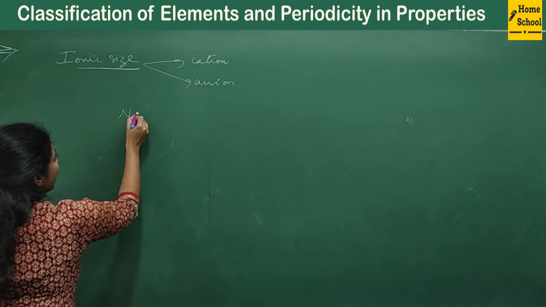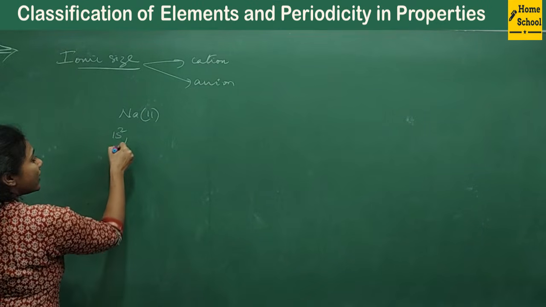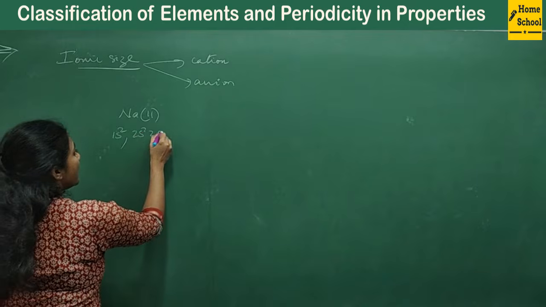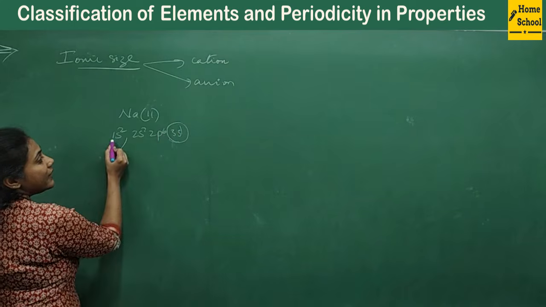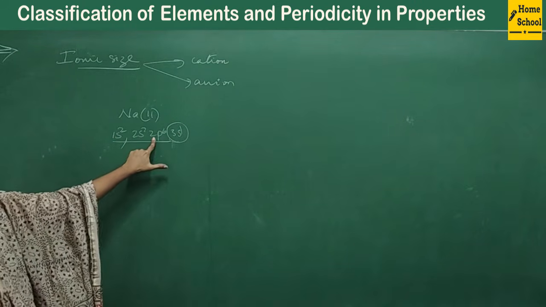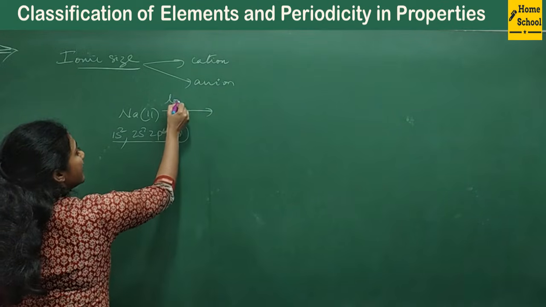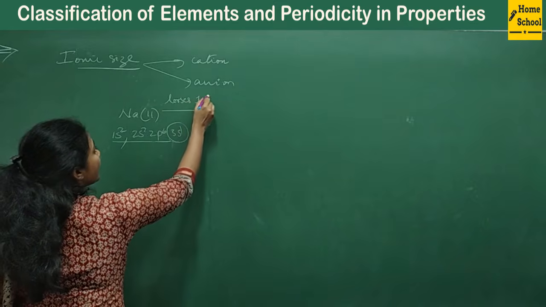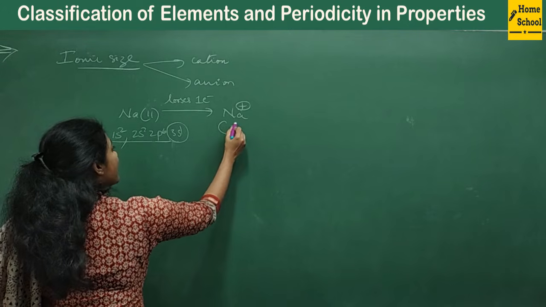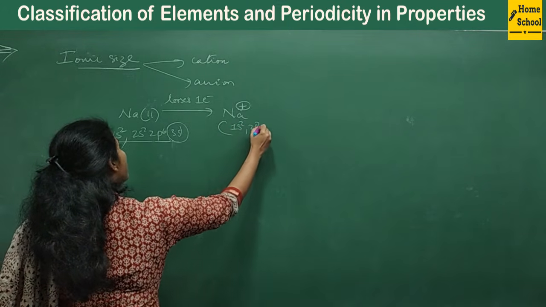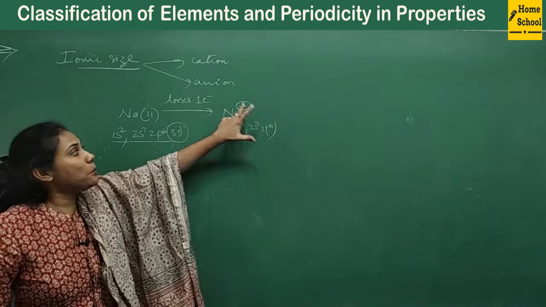For example, I will take sodium, whose atomic number is 11. If I have to write its electronic configuration, 1s2, 2s2, 2p6, 3s1, right? See, if it can lose this electron, it will achieve noble gas electronic configuration. It becomes stable. So this particular sodium loses 1 electron and it will become Na+. So now this Na+ has electronic configuration 1s2, 2s2, 2p6.